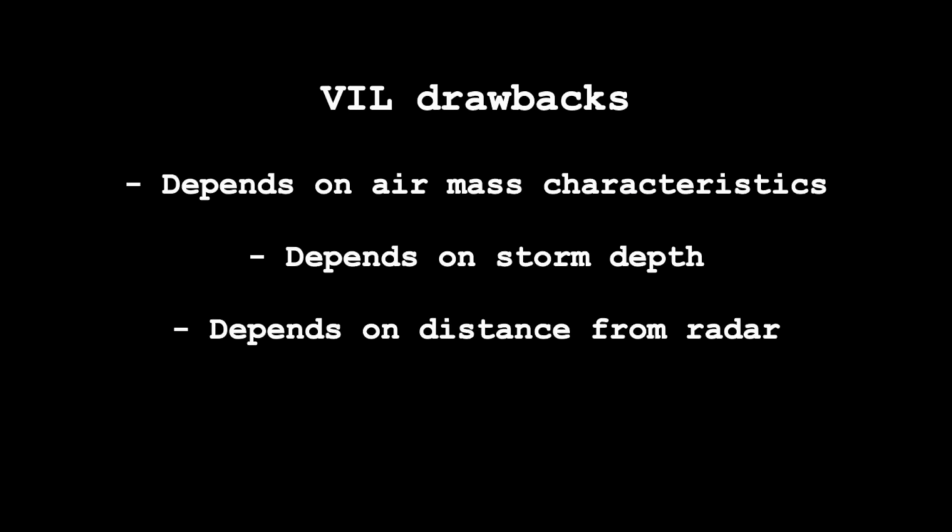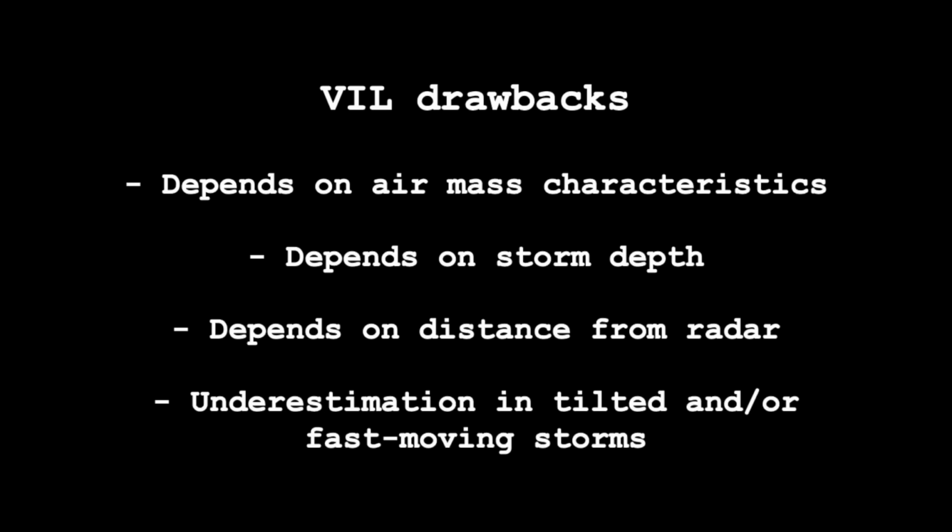Also, VIL values in storms that are quite close to the radar site are underestimated because the upper portion of the precipitation core may lie above the highest elevation angle of the radar. The same issue occurs in storms that are at the edge of the radar's domain, as the lower portion of the storm may be neglected.